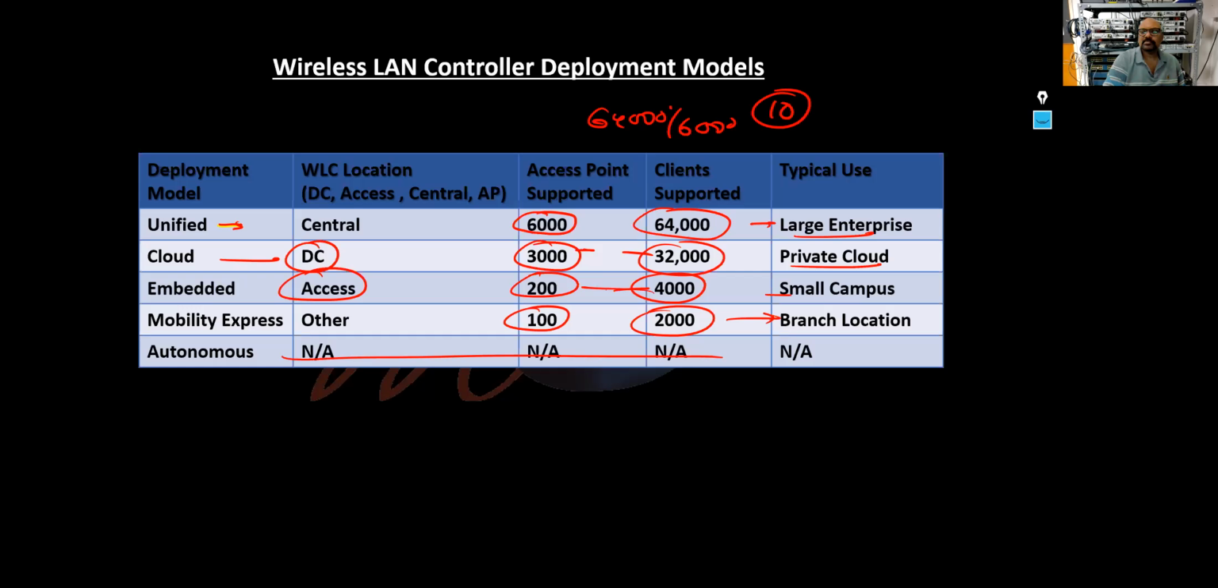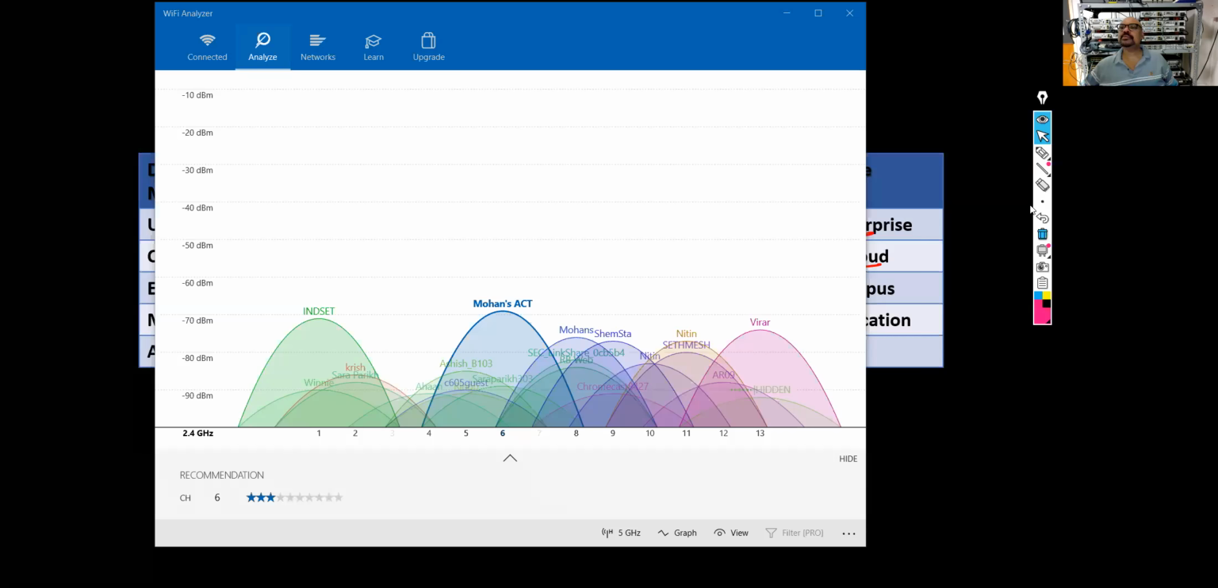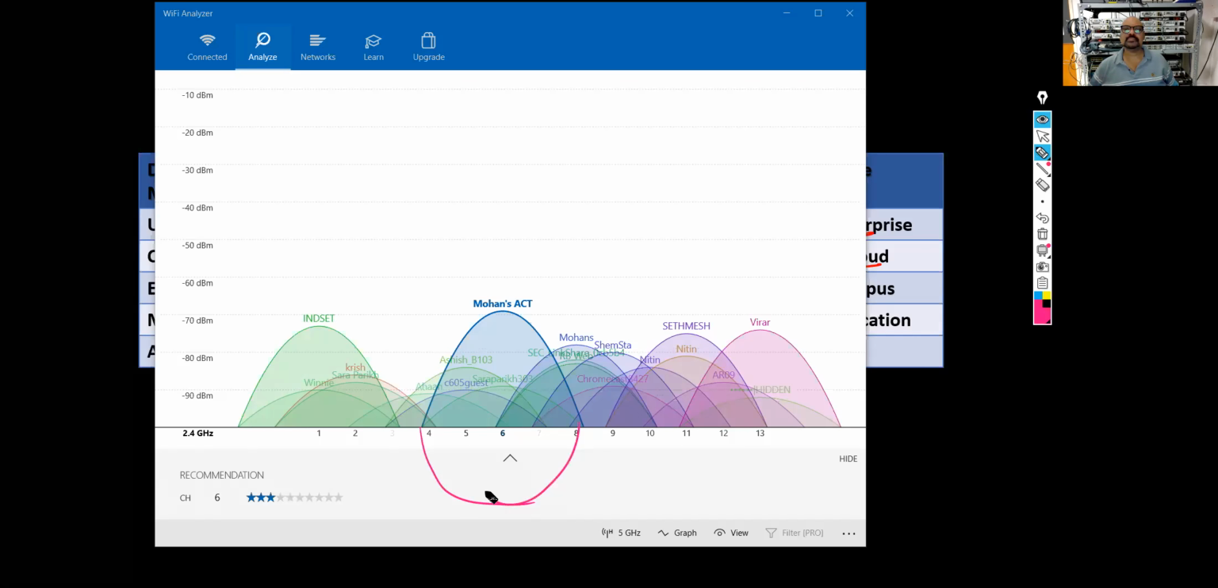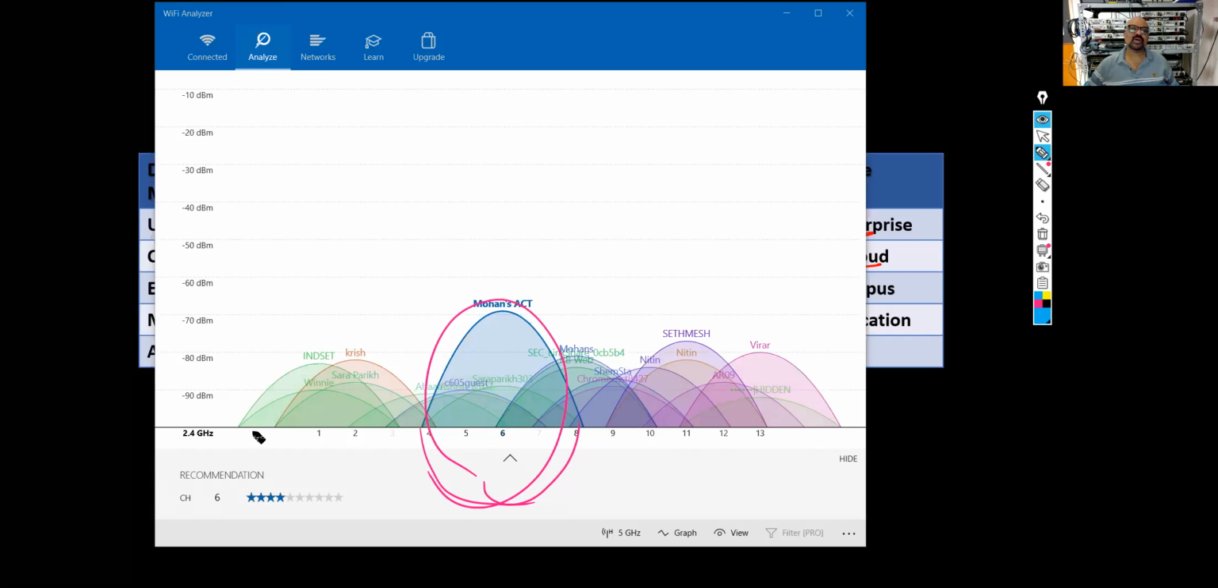Sir, one doubt here. Yes. Sir, can you just explain the difference of overlapping and non-overlapping once again? You can see that, right? Channel 6 here. So I'm using channel 6, right? This is my channel. You can see, right? Or you take channel 1. This is channel 1.